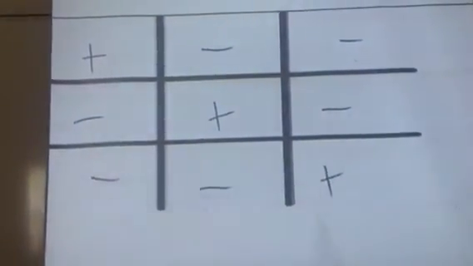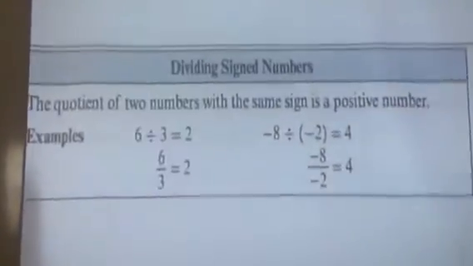Positive times a negative gives me a negative. Negative times positive gives me a negative. Negative times a negative gives me a positive. It's the exact same thing with division. This chart right here works for multiplication and division.